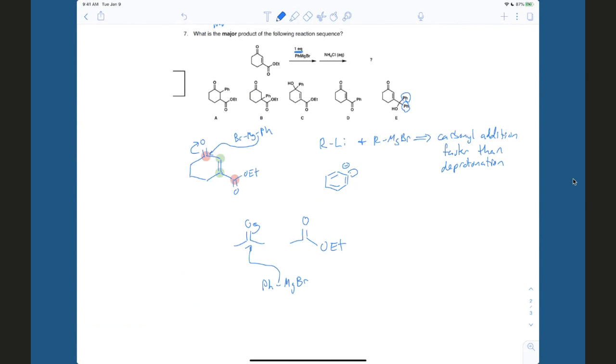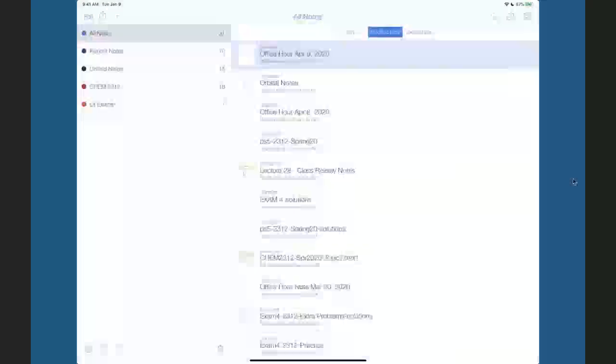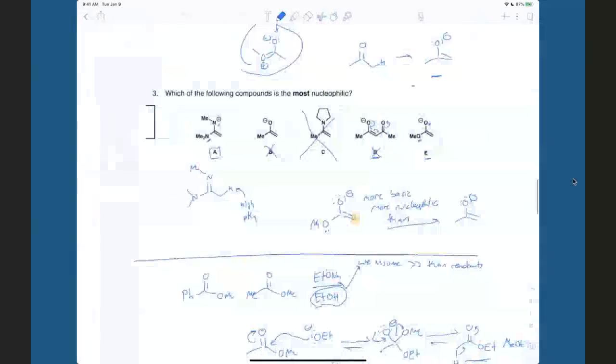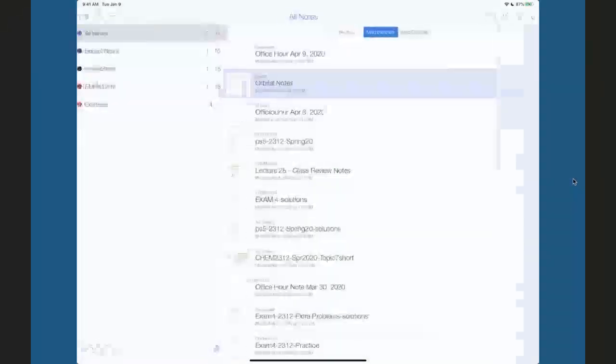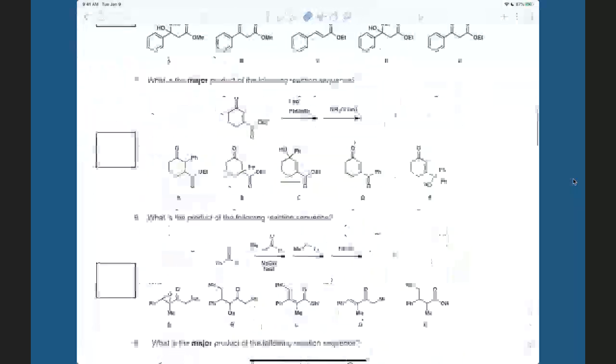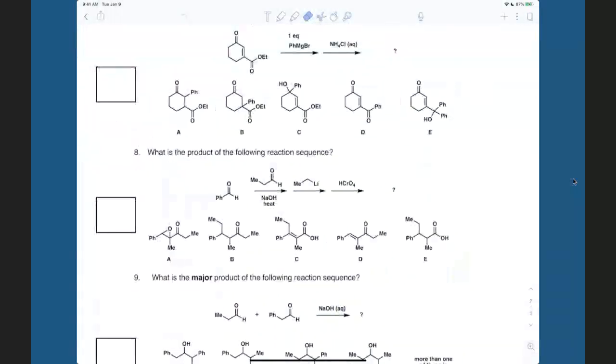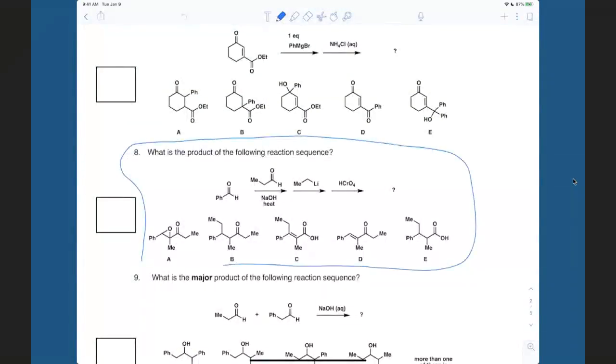All right, where was I? I'm on 8, right? I think 8, then 10 A and B. Oh, I went backwards. No, there it is. Number 8 is in all of these reaction sequences. Oops, I just drew a circle rather than highlighting.